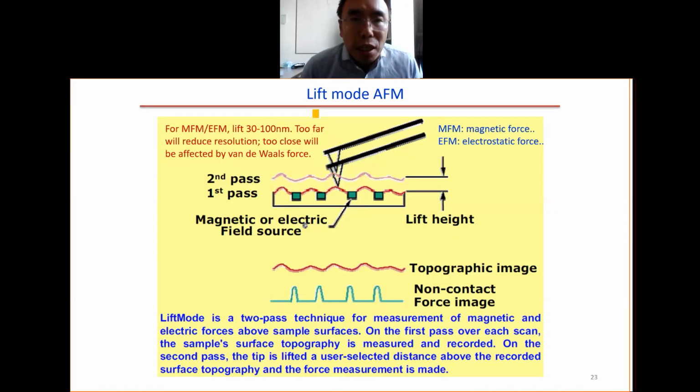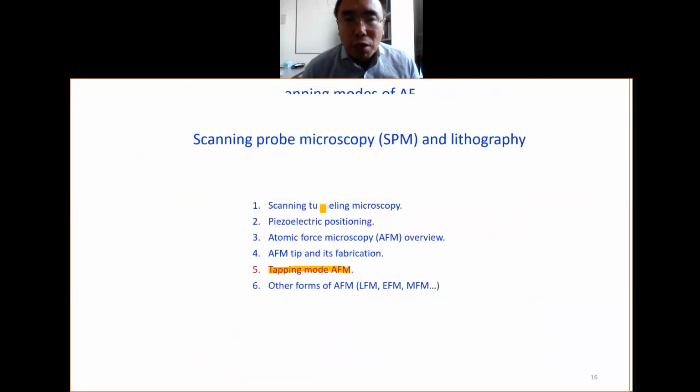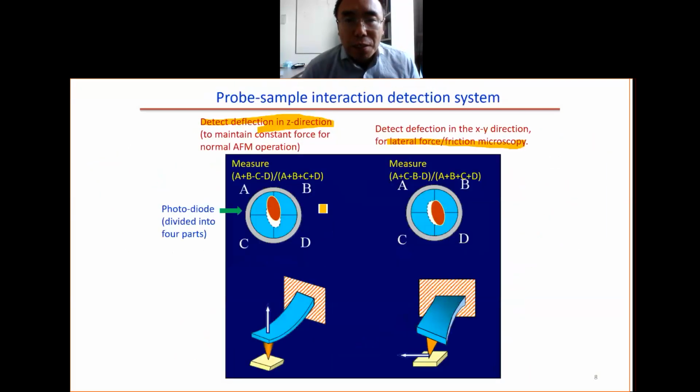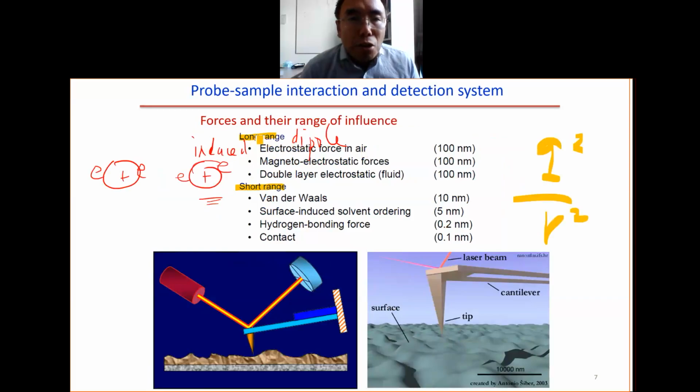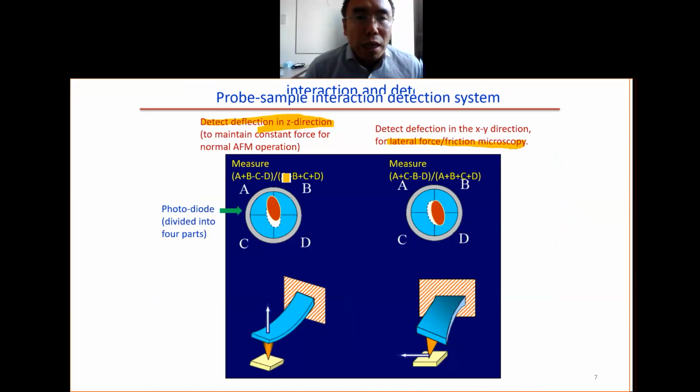So the next mode is the lift mode. We know that different forces have different ranges. You can see it here. This is the long range force, this is the short range force. If we want to detect magnetic force or electrostatic force, those are long range forces. But if the tip is too close to the sample surface, it can also feel those short range forces. In order to avoid those short range forces and measure only the long range force, we do the lift mode.